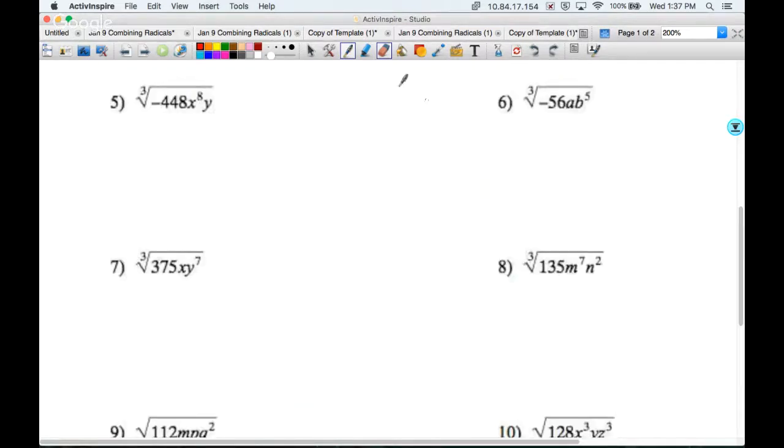Next, we'll do number 5. Number 5 is interesting because it's got a cube root and we've got a negative inside of the radical. The radicand is negative. If this was a square root problem, we would just have to say no solution because you can't take the square root of a negative. But you can take the cube root of a negative.